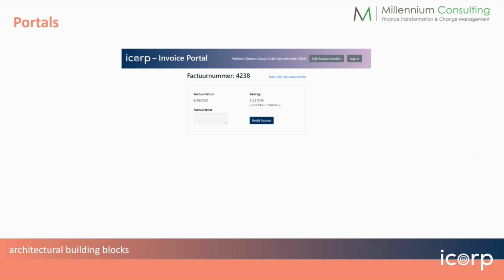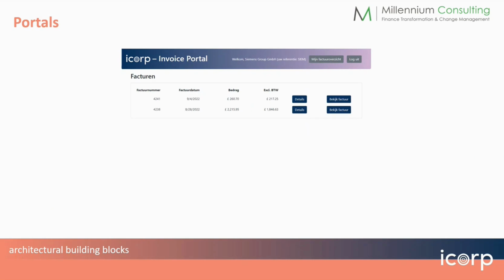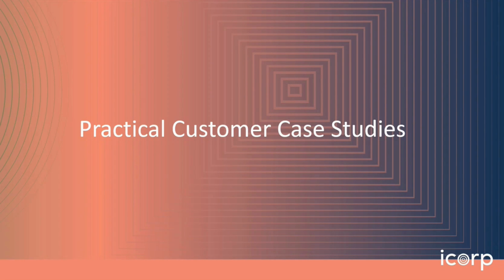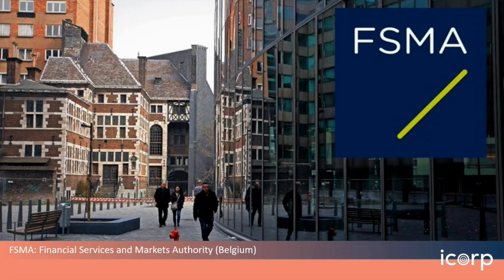There can be several details printed out on the website, and even previous invoices can be shown here. Now, these are some of the building blocks that we have in the system. Let's talk about some practical customer case studies here. And we start with FSMA.